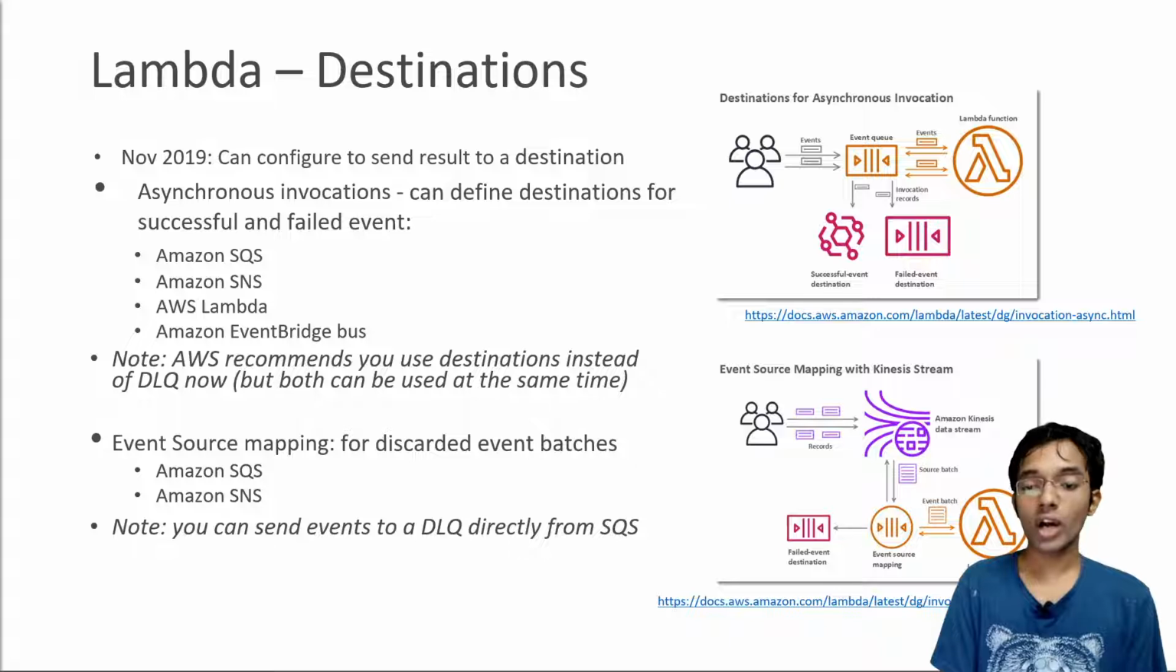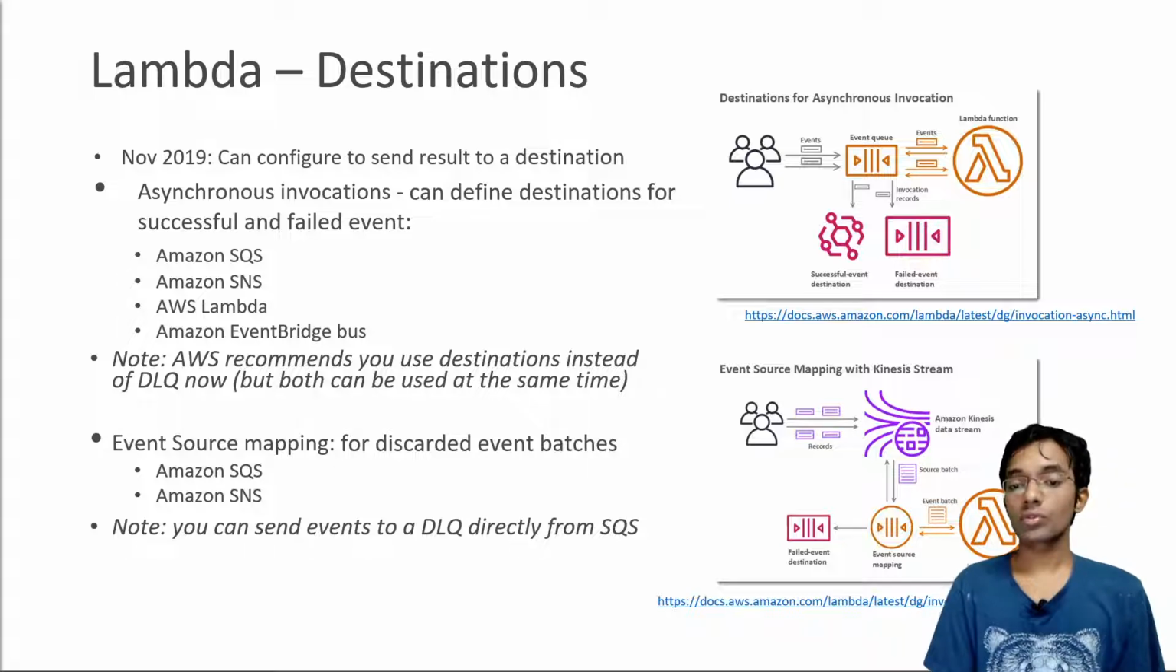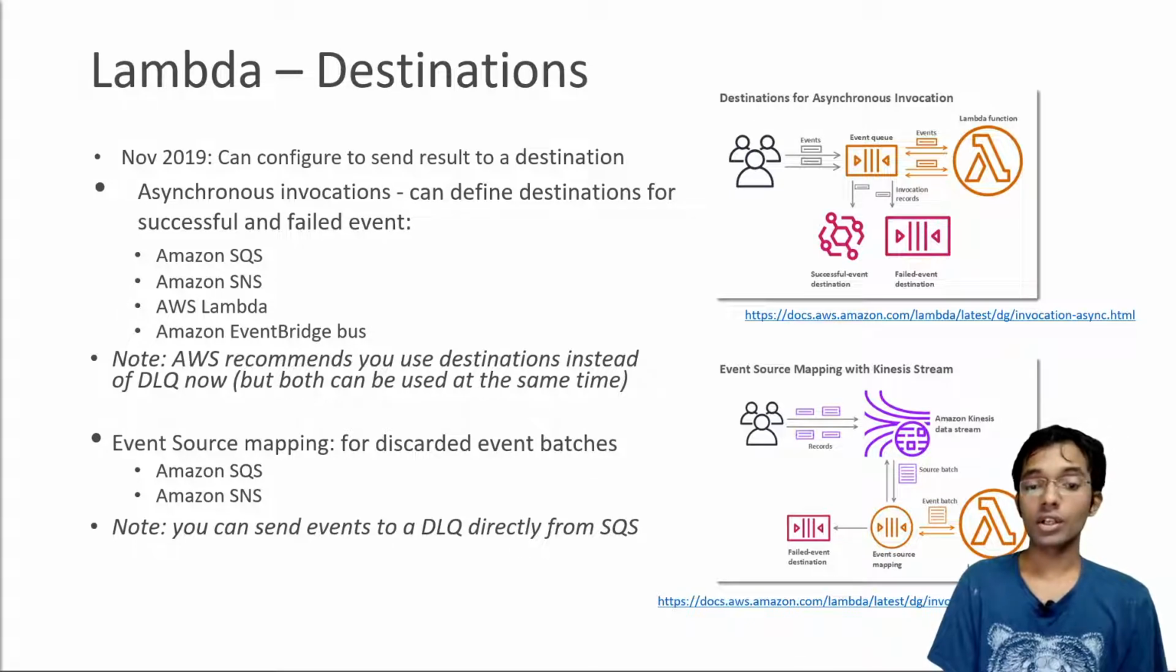So we have two kinds of destinations: successful events and failed event destinations. If you are following me, you may be saying, okay, you just told me about DLQs, dead letter queues. Now you are telling me about destinations.